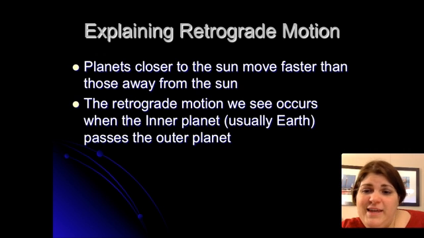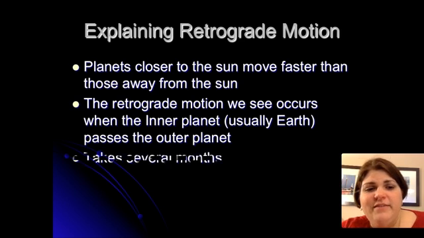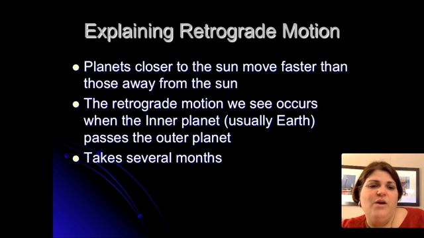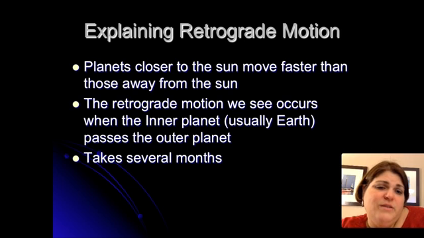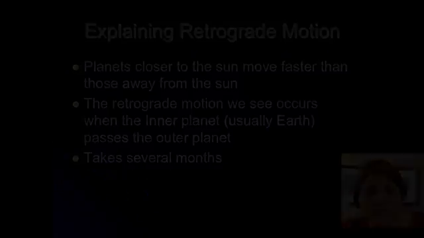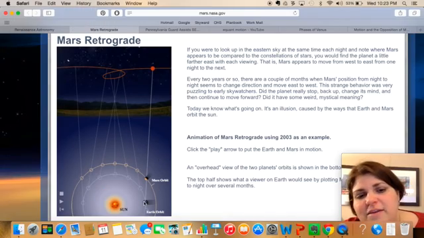Retrograde motion happens when the inner planet, usually the Earth, but not always, passes the outer planet, and there's a change in the line of sight. This change can take several months. It can also take a couple of weeks for the faster moving inner planet. What basically happens is the inner planet approaches and passes the outer planet.